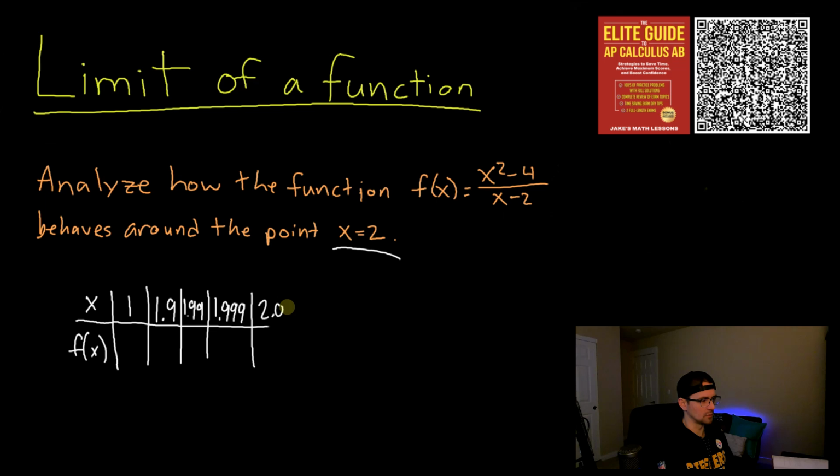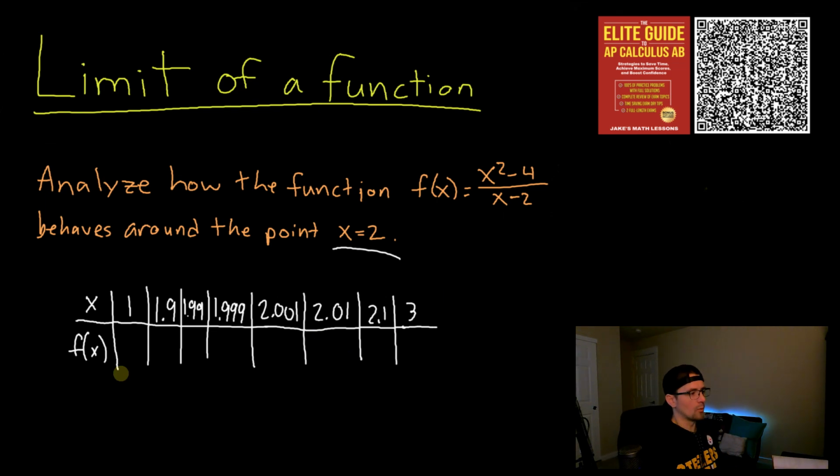So 2.001, 2.01, 2.1, and 3. With limits, you're starting at the further away points, the 1 and the 3, and working your way in towards 2. So 2 would be between 1.999 and 2.001. Again, we don't really care what's going on at 2. We care about what's going on at these points around it.